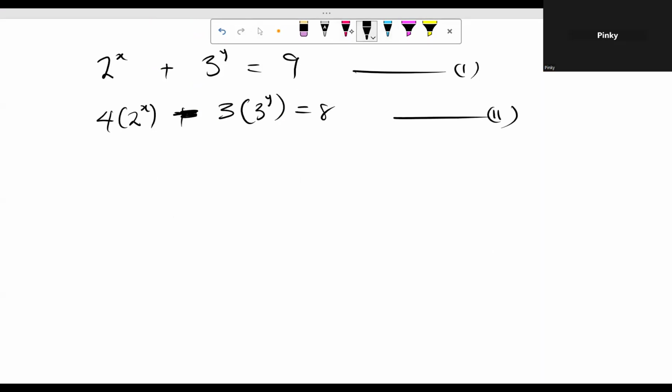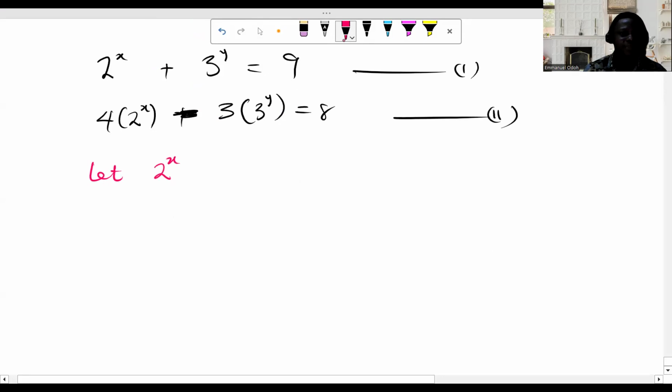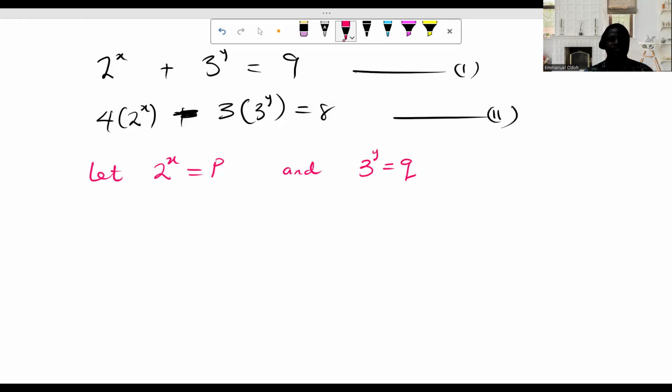Yes, sir. So we can say let 2 to the power of x be any letter of your choice that is not in this equation. So let me say it's p. And let's say 3 to the power of y, let's call it q. You can choose any letter of your choice. So anywhere I see 2 to the power of x in this equation, I'm changing it to p.